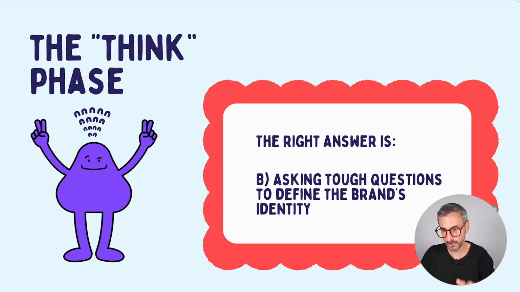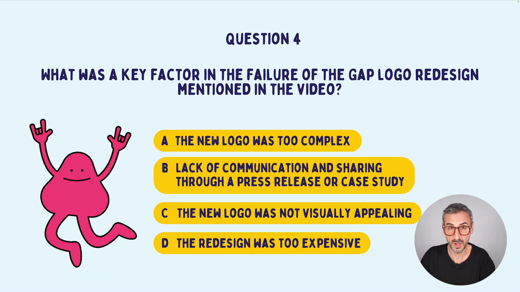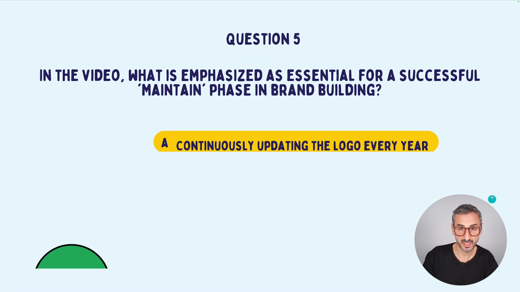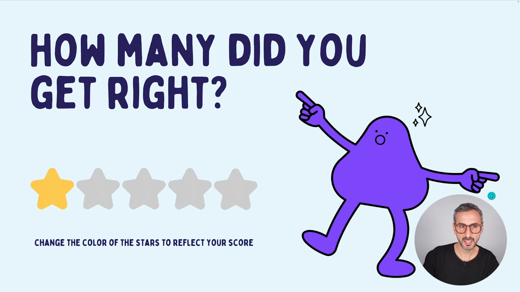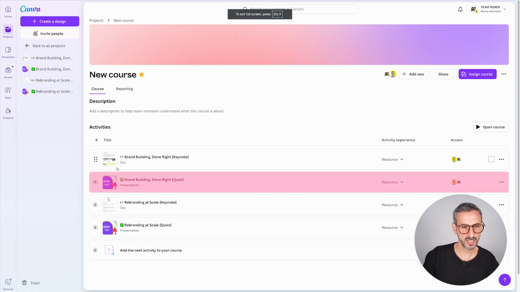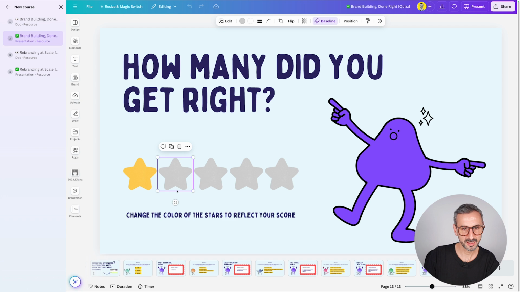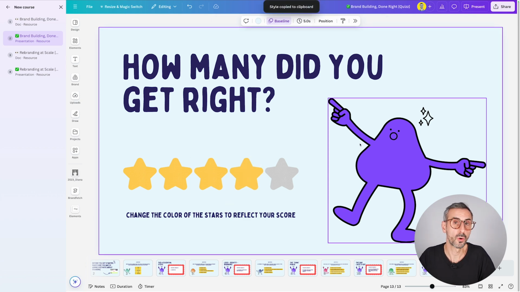And for this particular video, I've watched the video, I've read the Q&A, I've answered the questions, and they are very accurate. So ChatGPT did a great job right here at generating these questions. So you see here, the last question, there you go. So after you're done, how many did you get right? So change the color of the stars to reflect your score. So if you actually are following the quiz from the Canva presentation right here, you can edit the slide right here by just using the copy style button. For example, let's say I've had 4 out of 5, then you can just add 4 yellow stars.